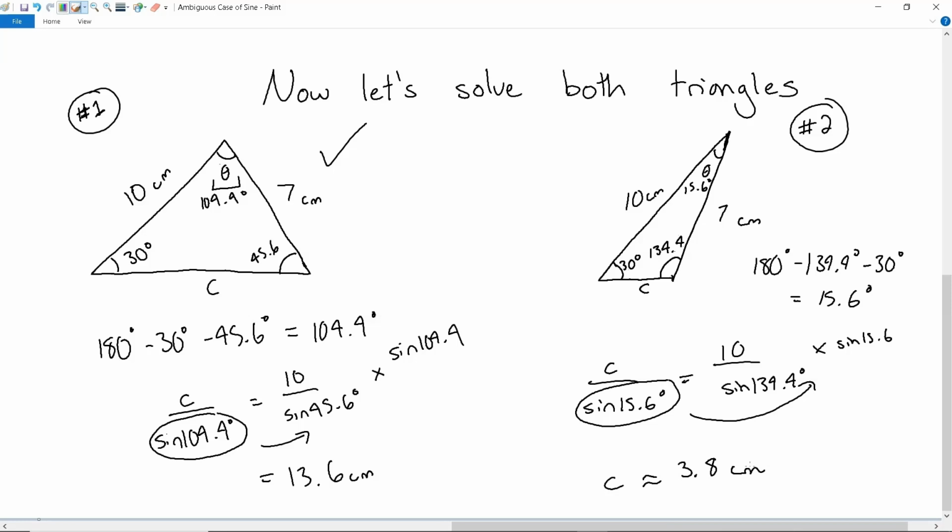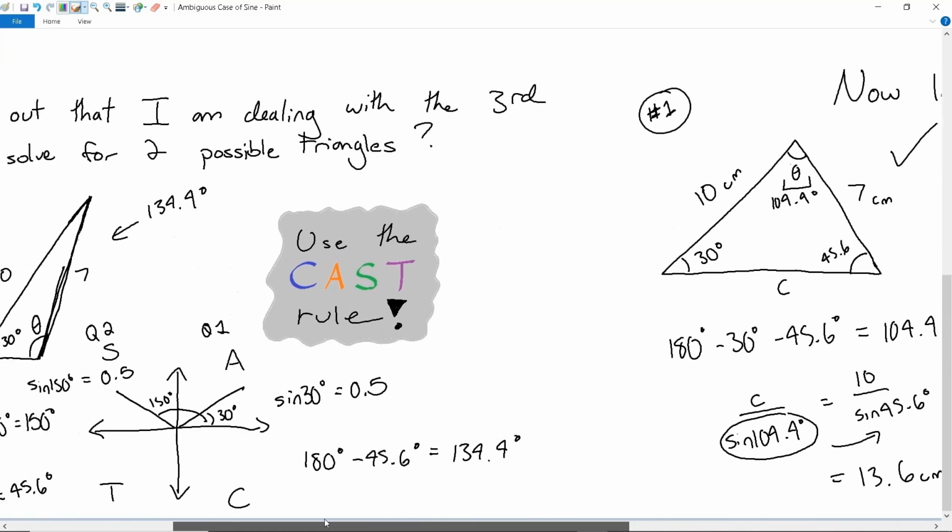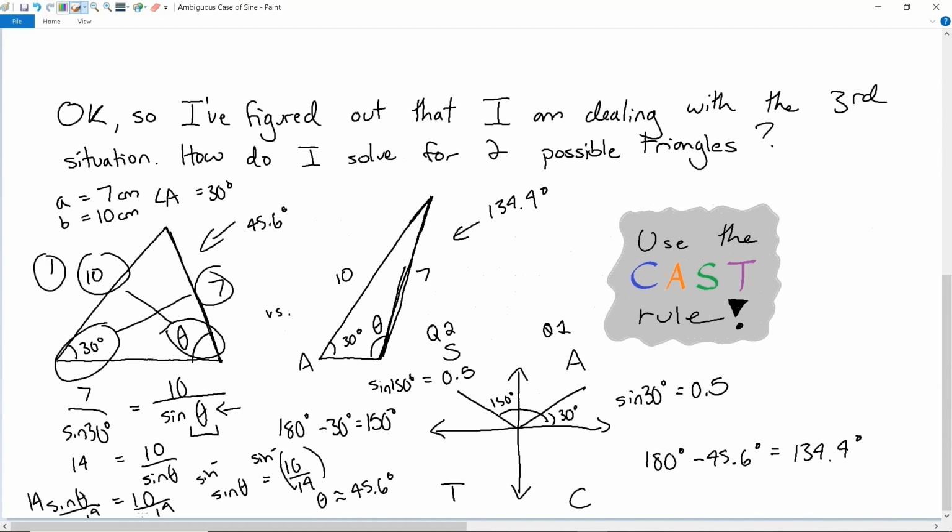So actually solving for the remaining information in both triangles is going to be fairly standard when it comes to trigonometry. You're just going to be using sine or cosine law. But the trick is to just make sure that when you solve for an angle in your calculator, which in this case would be 45.6 degrees, you have to remember about the second possible answer that exists in quadrant 2.